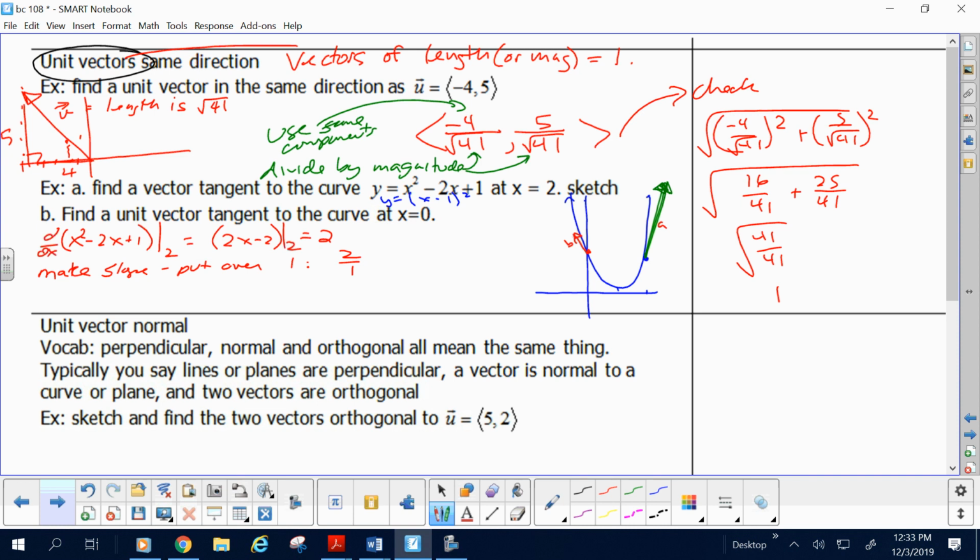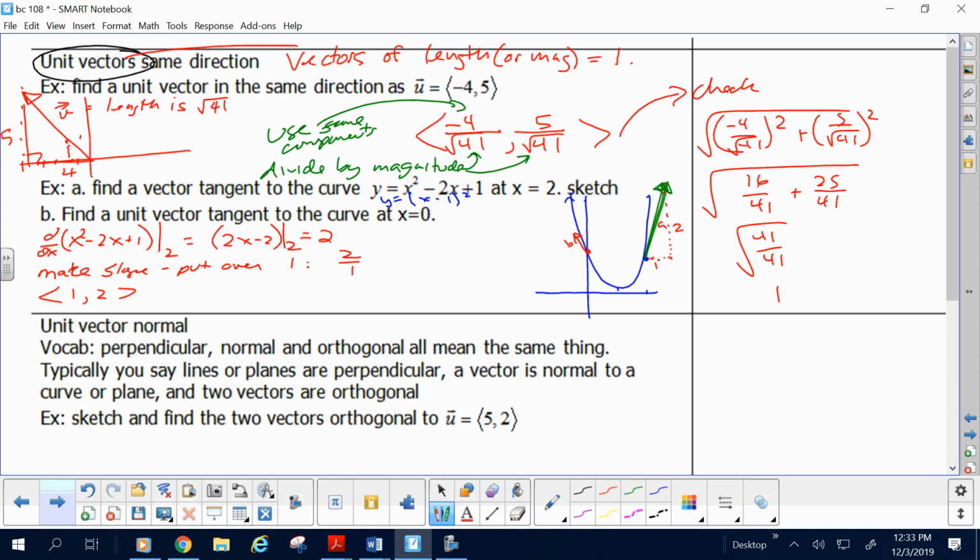And the reason you want to do that is so that you can make a vector out of this. Now you have horizontal and vertical components. What's the horizontal and vertical component to the slope? Horizontal ones up, 1 and up 2. So the vector in the direction of that tangent is 1, 2. Horizontal comes first, then the vertical. The vector in that direction is 1, 2.